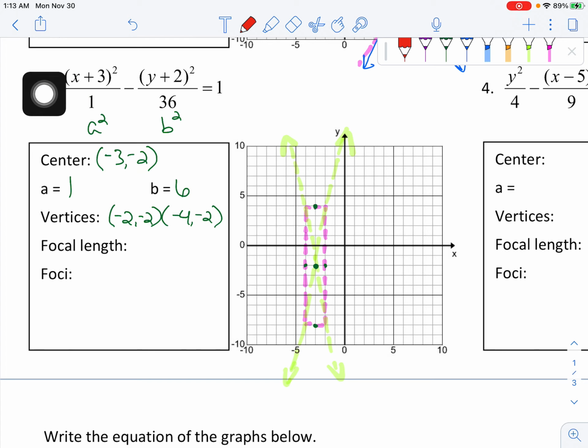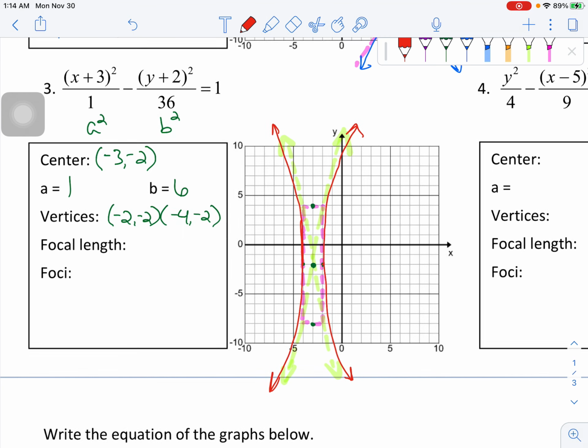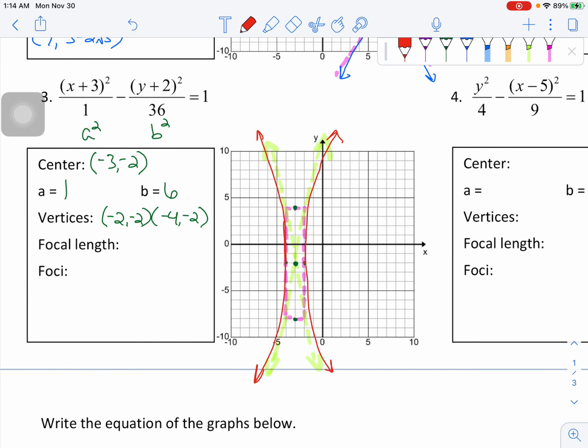All right, so we have x squared first, so we want to make sure we're opening left and right. Let's go ahead and graph this in. This is a really, really open hyperbola here. All right, repeat it on the other side. All hyperbolas have two branches to them, so make sure you always draw both.